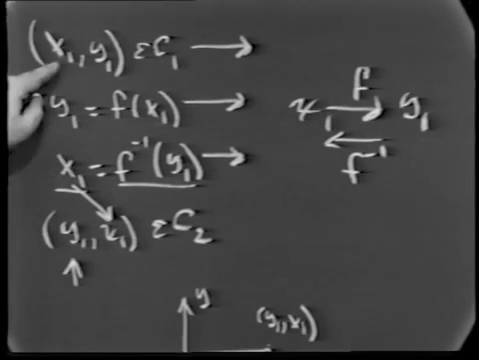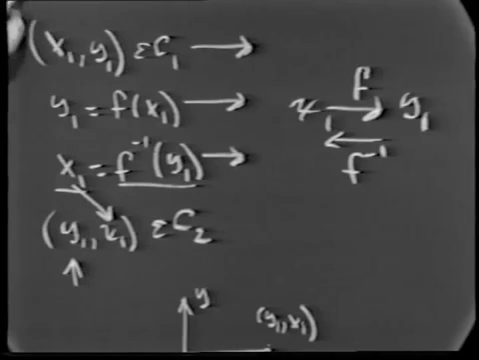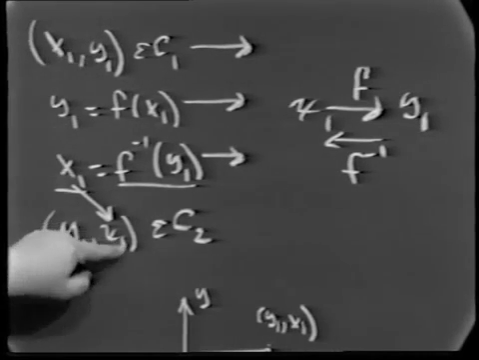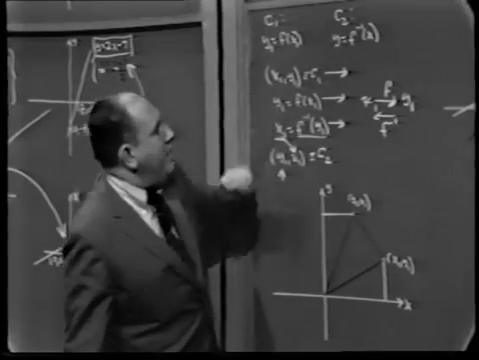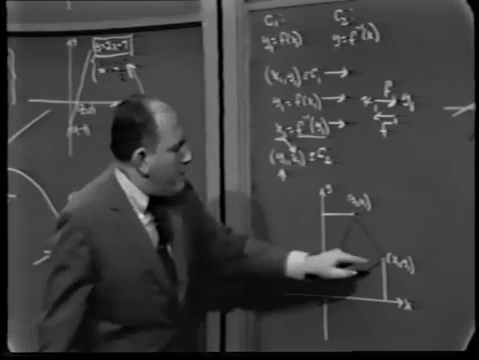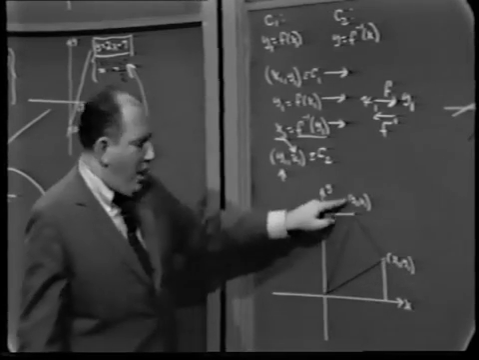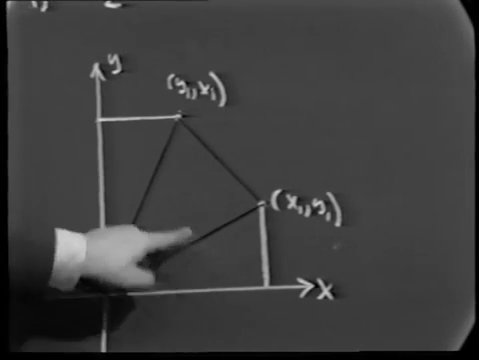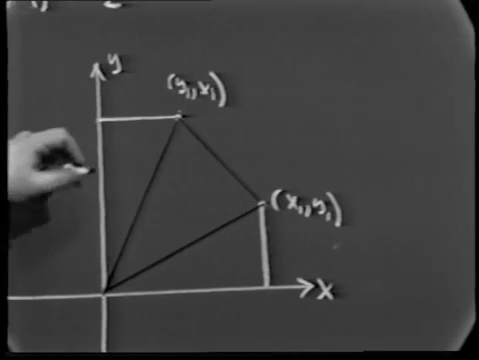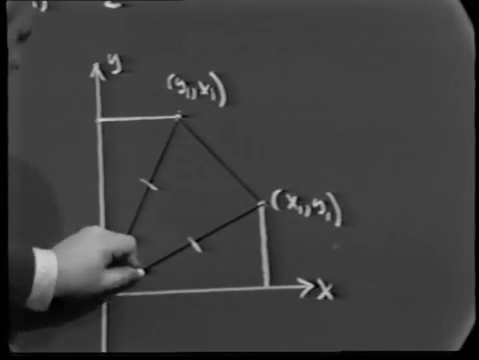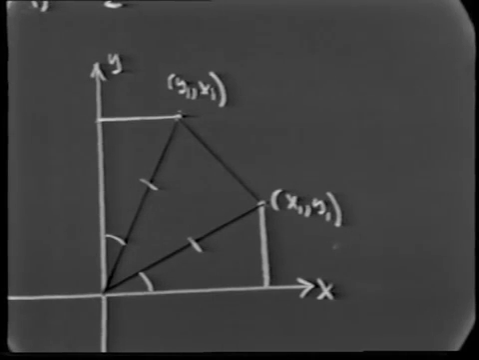In other words, if (x1, y1) belongs to y equals f of x, then (y1, x1) belongs to y equals f inverse of x. Now, what is the relationship between the point (x1, y1) and the point (y1, x1)? If we draw this little diagram, we observe that we have a couple of congruent triangles here. This length equals this length. This angle equals this angle. And this gives me a hint.